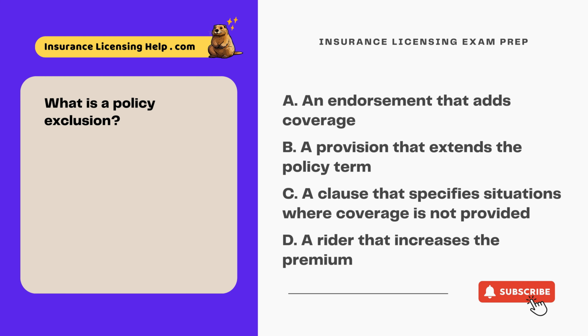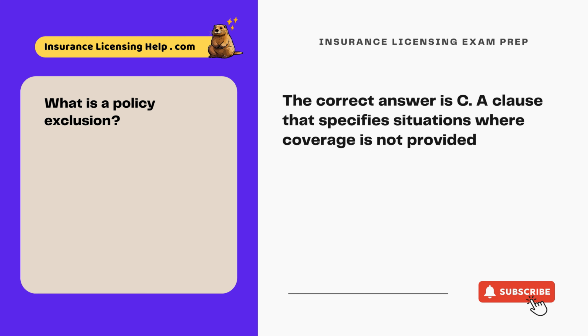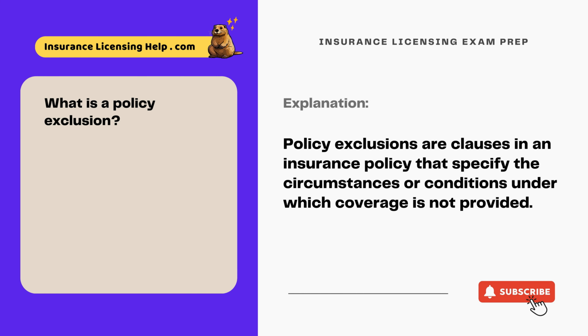What is a policy exclusion? A. An endorsement that adds coverage. B. A provision that extends the policy term. C. A clause that specifies situations where coverage is not provided. D. A rider that increases the premium. The correct answer is C. A clause that specifies situations where coverage is not provided. Policy exclusions are clauses in an insurance policy that specify the circumstances or conditions under which coverage is not provided.